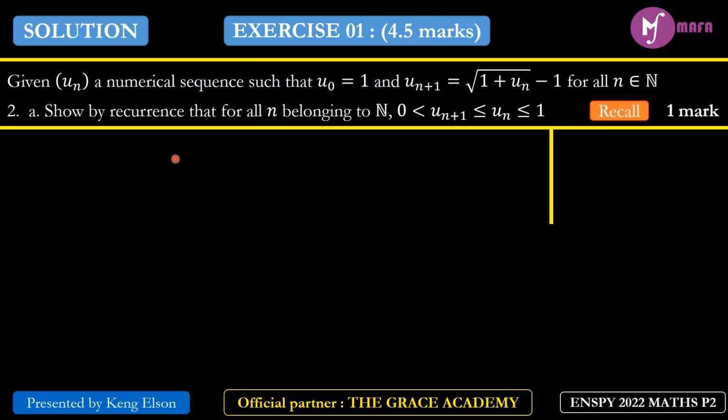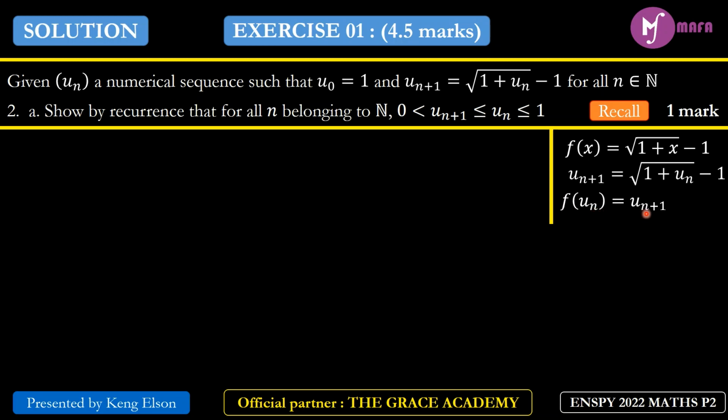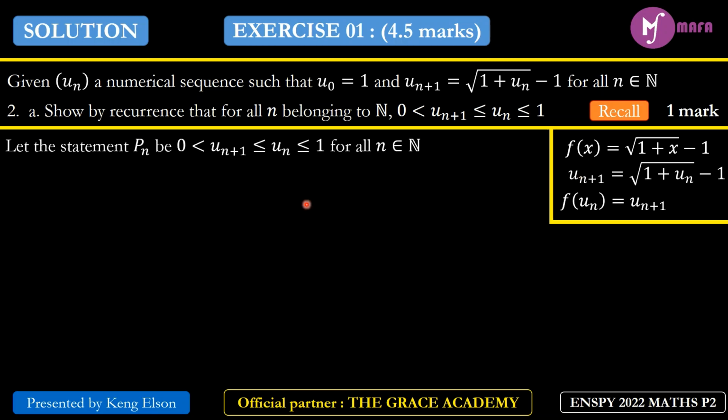First of all, let's recall that our f of x was given as the square root of 1 plus x minus 1. Our u of n plus 1 is clearly stated as the square root of 1 plus u n minus 1. It therefore means that f of u n is equal to u n plus 1, because if I replace x with u n, I get the square root of 1 plus u n minus 1, which defines u n plus 1. Now to prove by mathematical induction, we begin with a statement. Let's say the statement is P of n. It's the statement we are proving, so we need to prove that this statement is true.